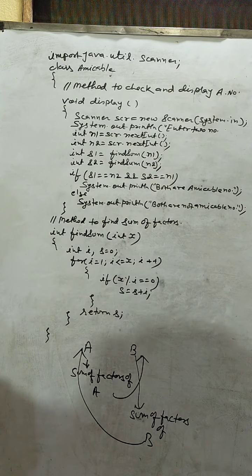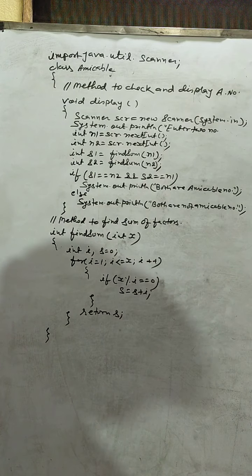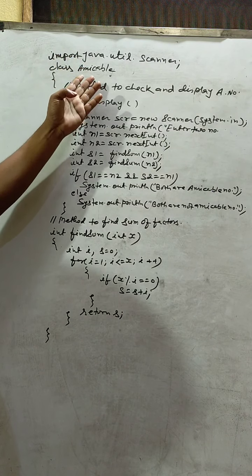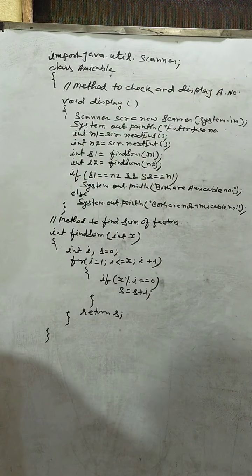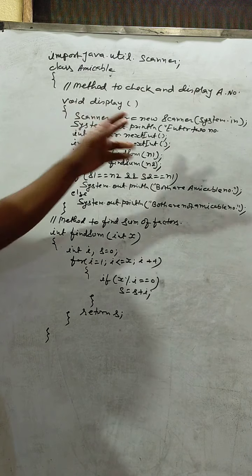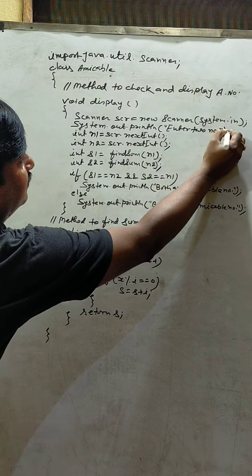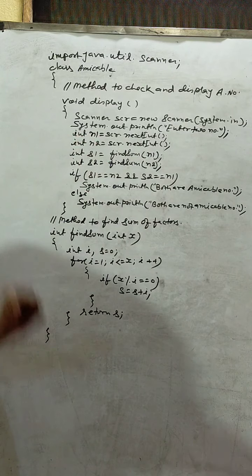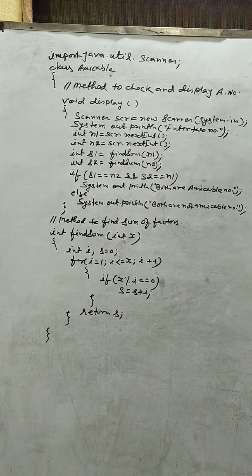Now see the program. First of all, the import statement, then class Amicable, with a method to check and display amicable numbers. In short, I have written here to enter two numbers. The first number is stored in N1 and the second number is stored in N2.